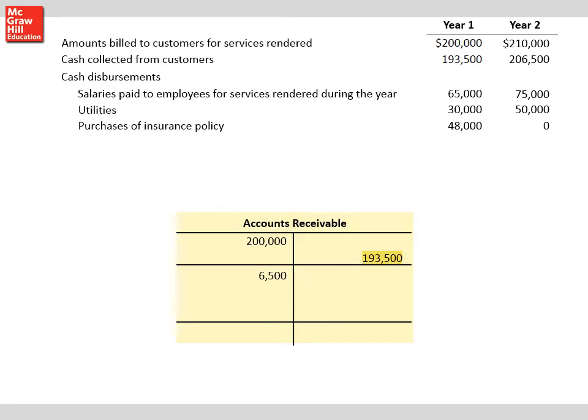In the second year, we billed 210,000. We collected 206,500. So we credit accounts receivable. If we take the 6,500 that was still owed as of the beginning of the year, plus the additional billings of 210,000, subtract the amounts received from those customers of 206,500, the balance of accounts receivable at the end of year 2 is $10,000. So wow, what a way to start chapter 1, jumping in and reviewing that whole idea of cash accounting and accrual accounting.